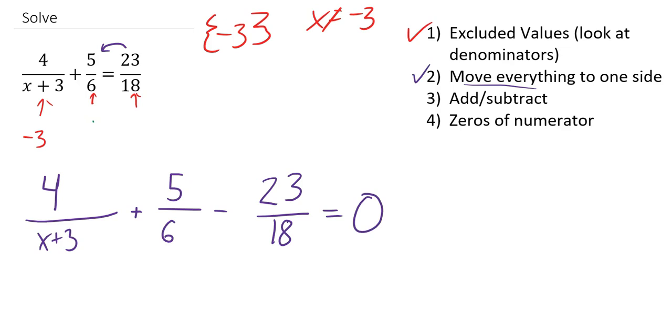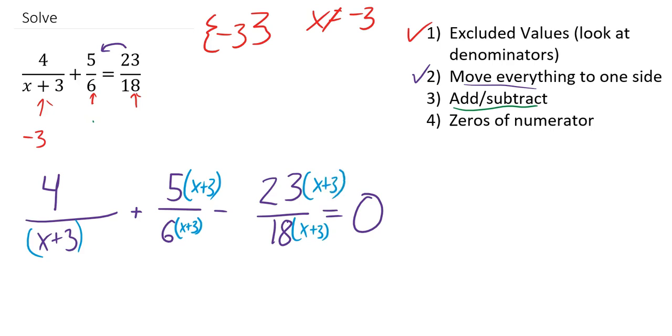Next, I add and subtract. I need to get these all into one common fraction, one rational expression. I do that by using a common denominator. So here I have an x plus 3, and the others don't. So I need to put an x plus 3 here, and I need to put it in the second fraction as well.